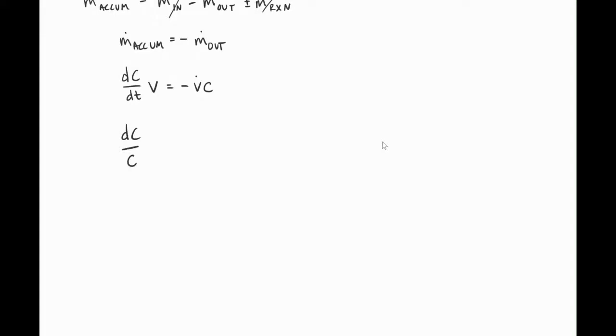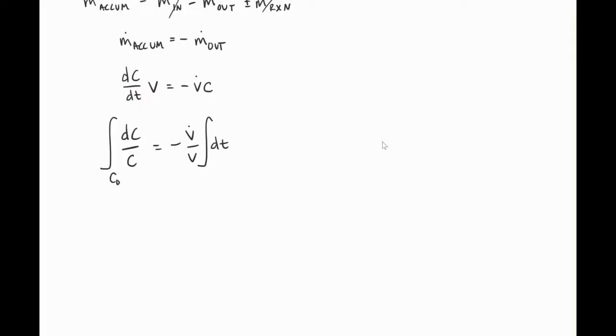So dC/dt times V, the volume of the room, equals negative V dot times C. We'll do some rearranging, put all of the concentration terms on the left side and all of the time terms on the right, and we'll pull those constants, V dot and V, out of our integral.